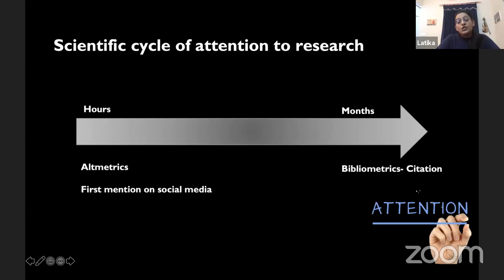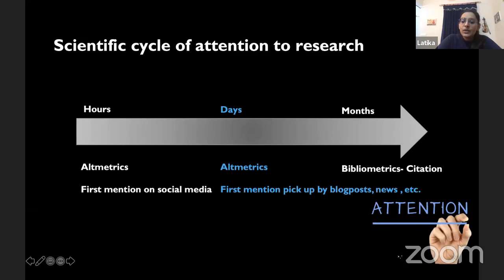So maybe researchers in similar fields who are interested in that kind of research, they watch it and then they retweet it. So it gets attention. And over days, these altmetrics build up and gather more and more momentum. And since people are reading it, not all people will subscribe to all journals. Some people may just be on Twitter and they notice your research and they know about it.